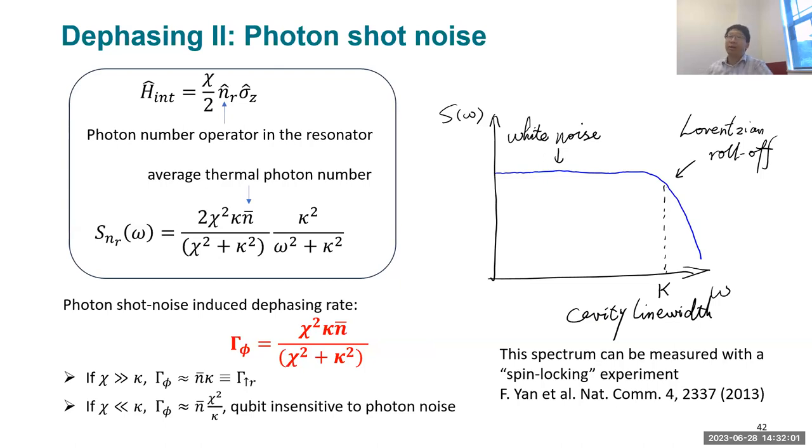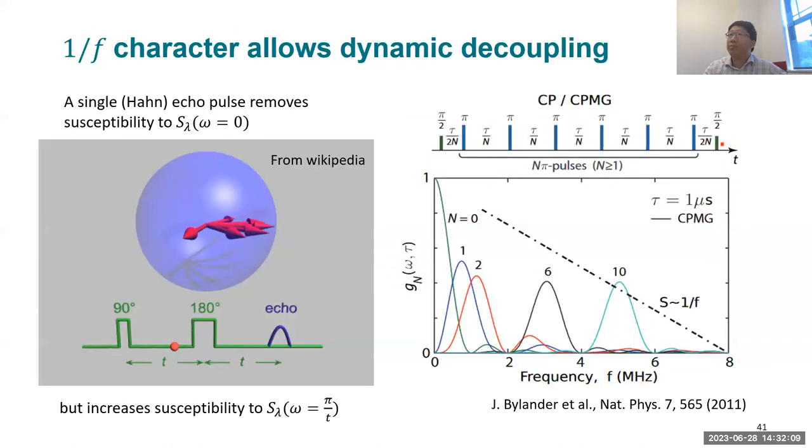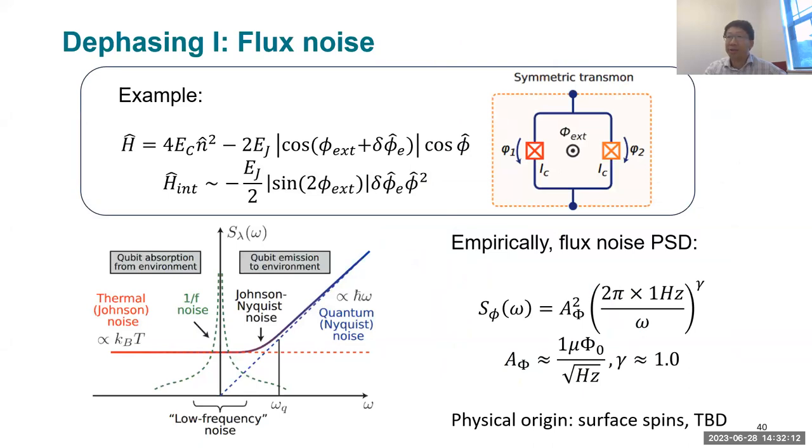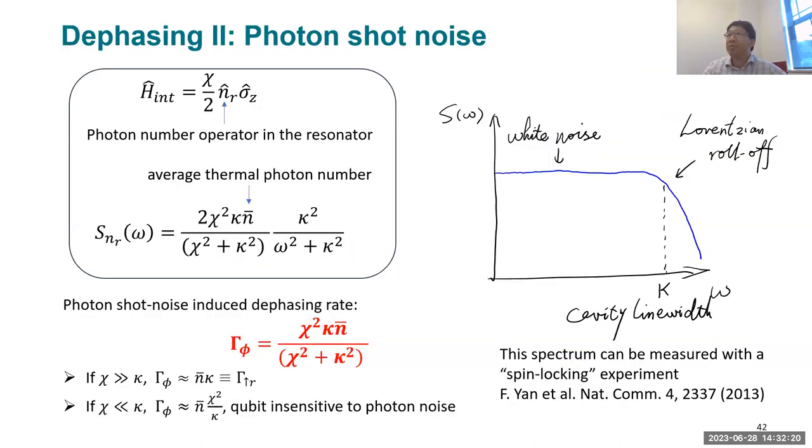Okay, now I'm going to talk about just two more things related to dephasing. So flux noise is very important if you have a flux tunable qubit. If you don't have a flux tunable qubit, your qubit doesn't care about flux, then that's a great way to eliminate flux noise. But this is an even more general type of dephasing that everyone deals with. This is called photon shot noise. So the coupling Hamiltonian is that you have a resonator coupled to a qubit. This is your qubit operator, and this is the photon number operator of your resonator.